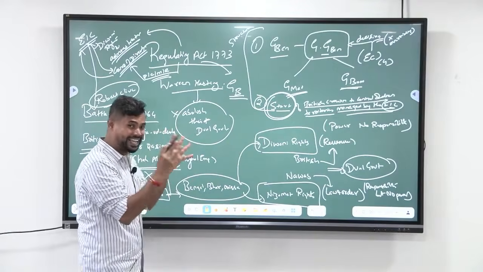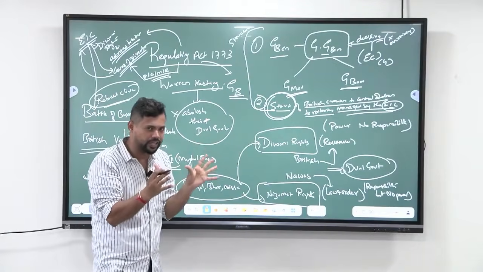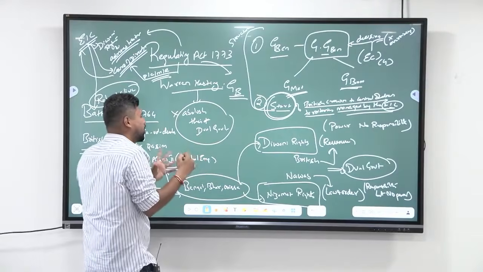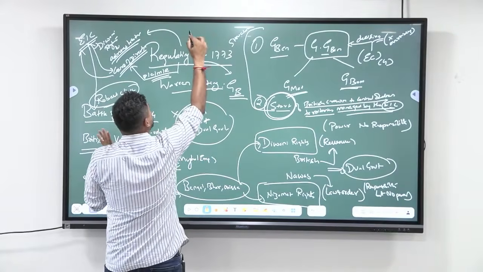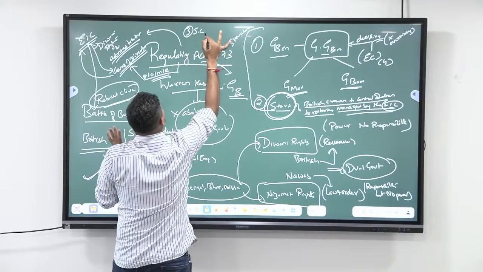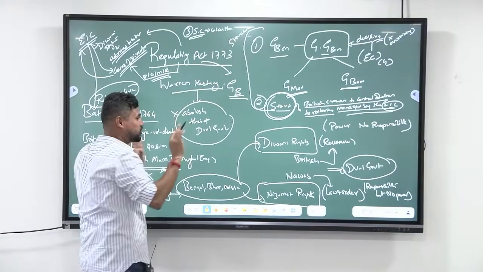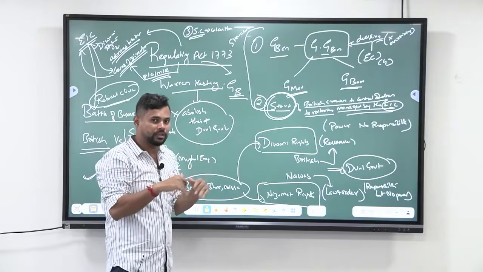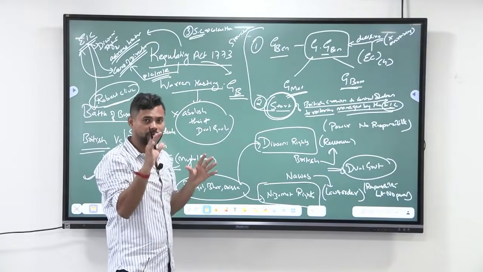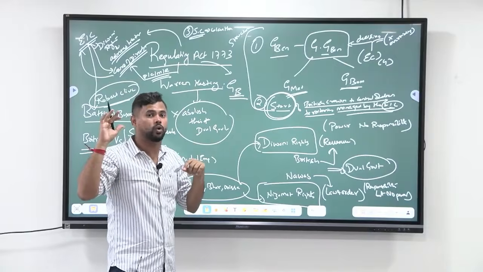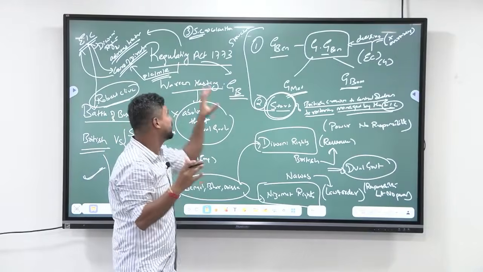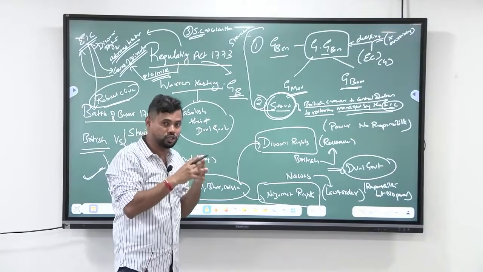So overall, this is the essence of the Regulating Act 1773. Along with that, there is one more provision that is not that important: the Supreme Court is established in Calcutta. Now understand that when they say Supreme Court, it does not mean the Supreme Court that we have today. Don't get confused with the Supreme Court that we have today. This is just the Supreme Court that is going to have the jurisdiction of Bengal.